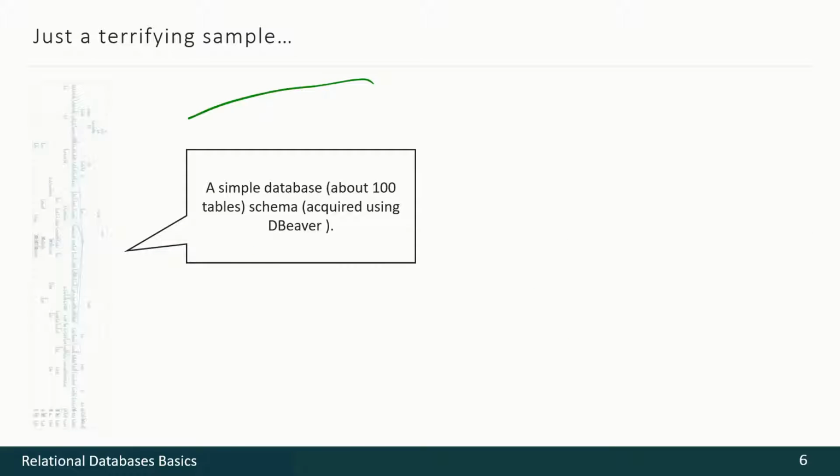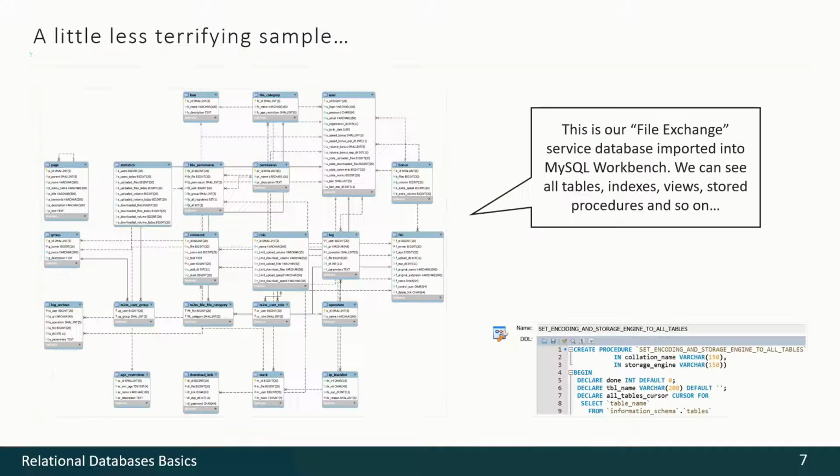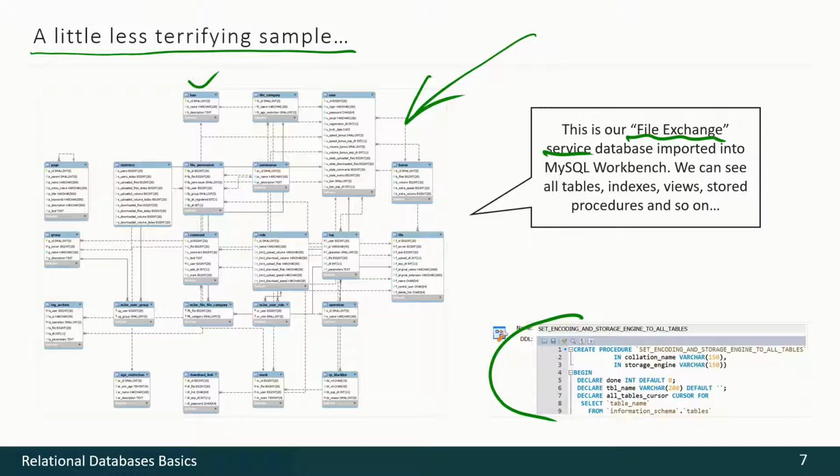This is how the result of reverse engineering may look like. Of course, it's a terrifying sample, you may see almost nothing here, but that's just a simple database with about 100 tables, and this schema was created using dbeaver tool. This is a little less terrifying sample. Yes, this is our database for file exchange service, and we see tables here, stored procedures, code, and everything we need. Everything what's there in the database is here on the schema or in some details somewhere around the schema.